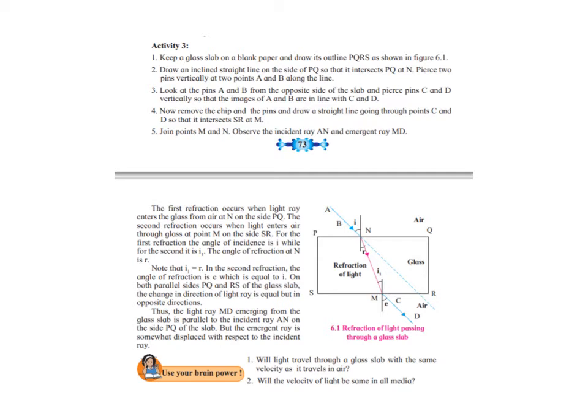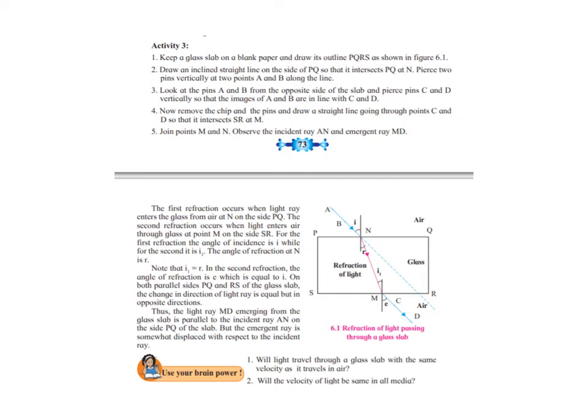So to explain to you again, you take a blank paper, keep a glass slab and draw an outline PQRS. Then remove that glass slab and draw a perpendicular line. From that perpendicular line at the point N, draw a small angle of incidence, and put back the glass slab and put two pins A and B. Now go to the other side and put two pins C and D in such a manner that when you observe them through the glass slab, they appear to be in a straight line.